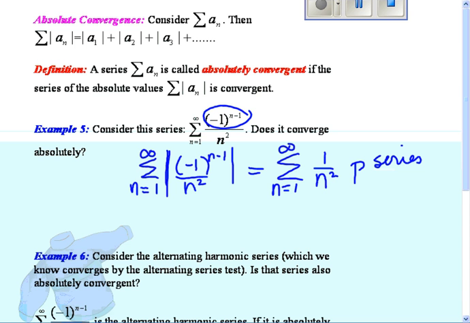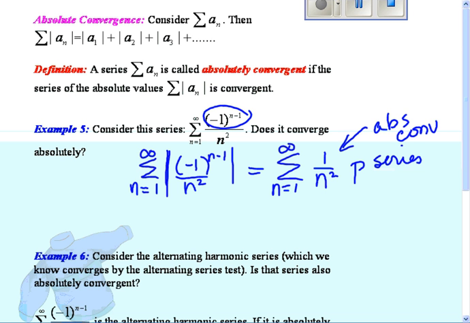It's as hard as it gets, not that hard. So since the absolute value of this converges, you would say that this is absolutely convergent. If this converges, then the one with the alternating sign converges. This is how you deal with series that have positive and negative signs. They don't have to alternate.